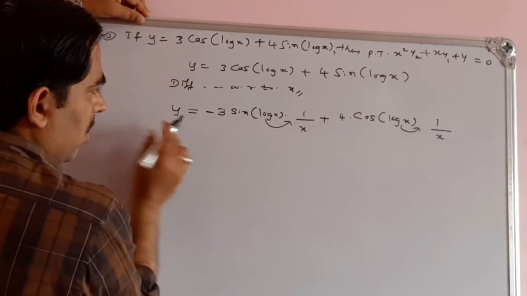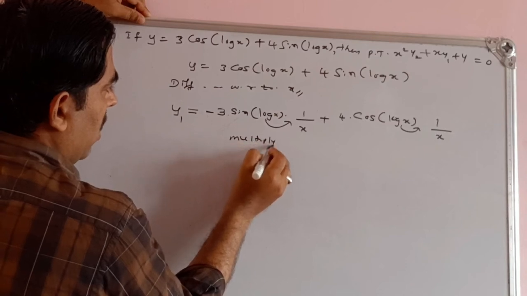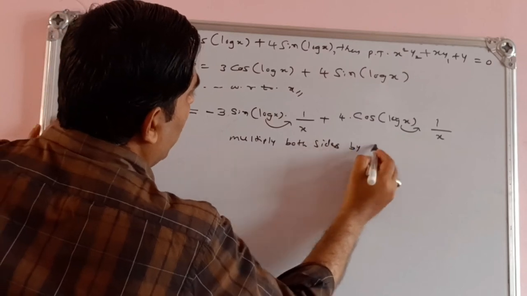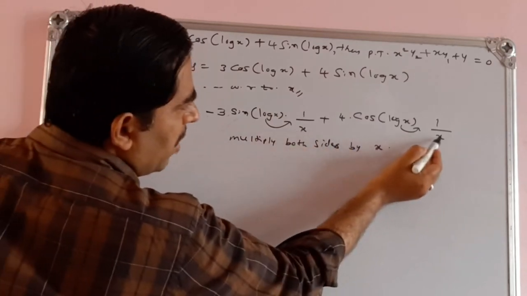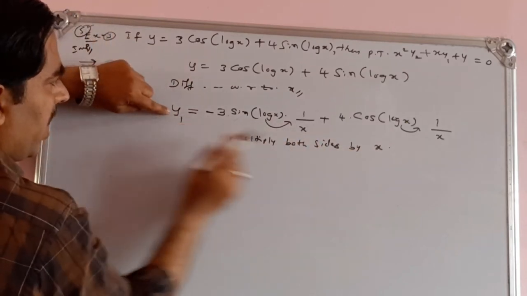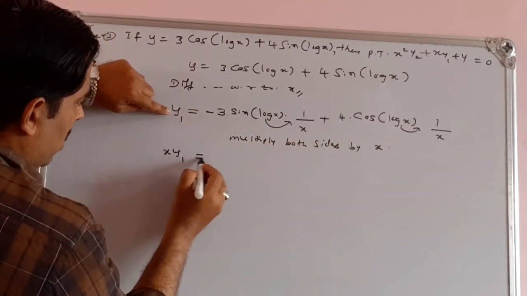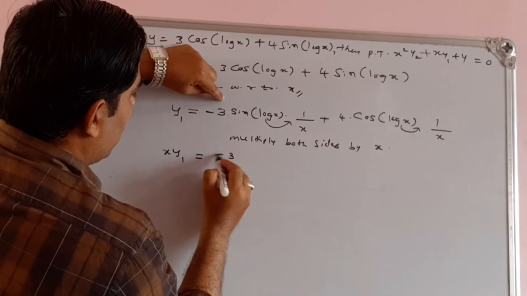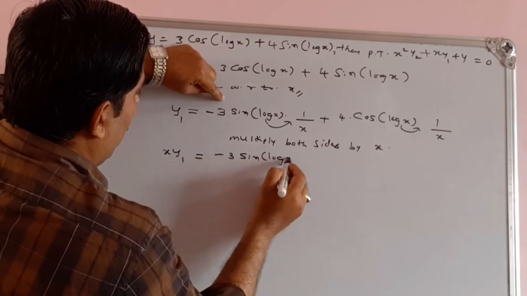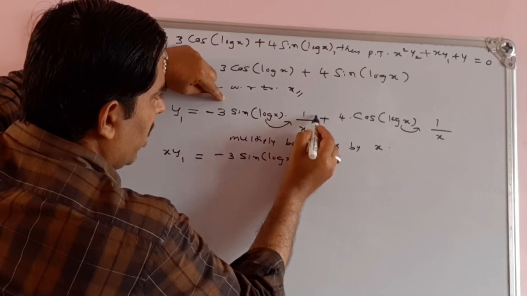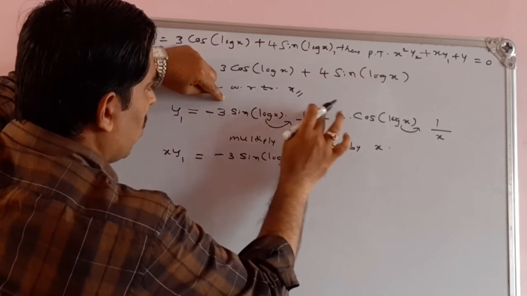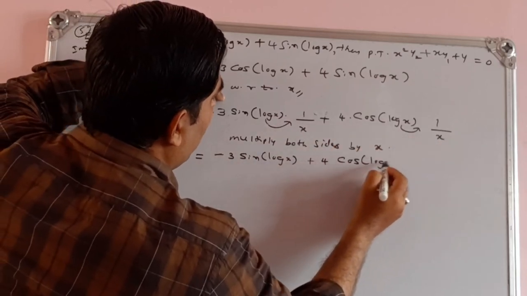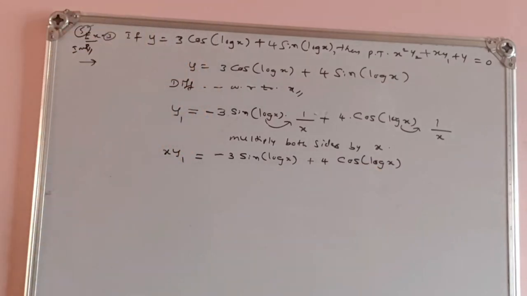Multiply both sides by x, because in the denominator I have x. So y1 into x gives x y1 is equal to the whole thing into x, so that x cancels. I get only the numerator, minus 3 sin of log x. I am multiplying every term by x, so the x cancels here and also here, plus I get 4 cos of log x. Multiplying both sides by x, I got this.